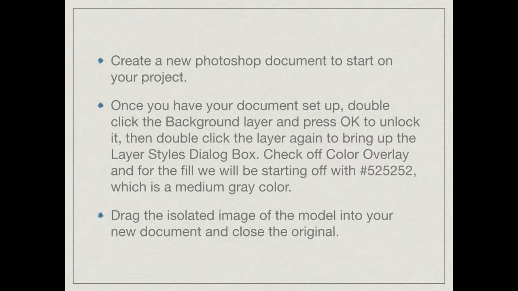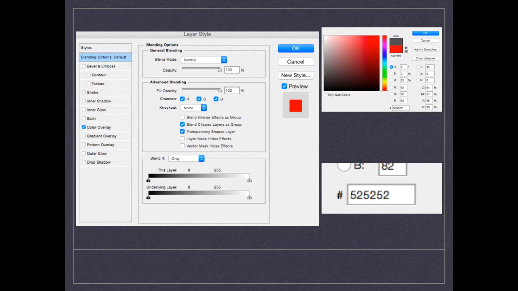So you'll want to create a new Photoshop document to start your project. Once you have your document set up, you double click on the background layer to unlock it. And you'll bring up the Layer Styles dialog box, check off the Color Overlay, and for the fill, we will be starting off with that color, which is a medium gray color. And then you'll drag your model onto the new document and close the original. So here is what the color overlay and everything will look like. Just wanted you guys to know what you should be looking for.